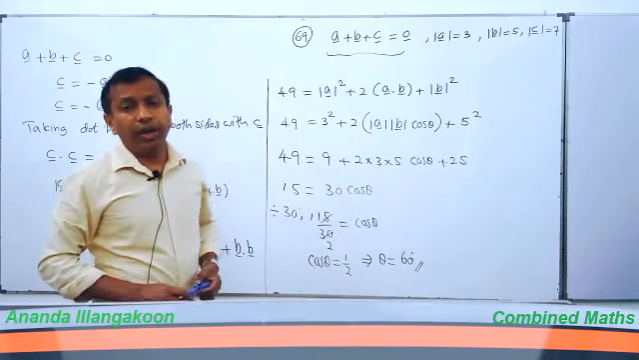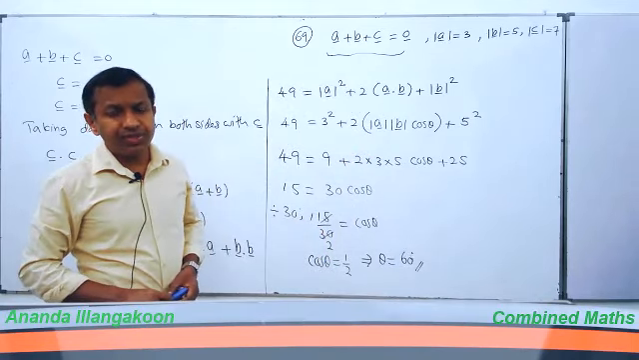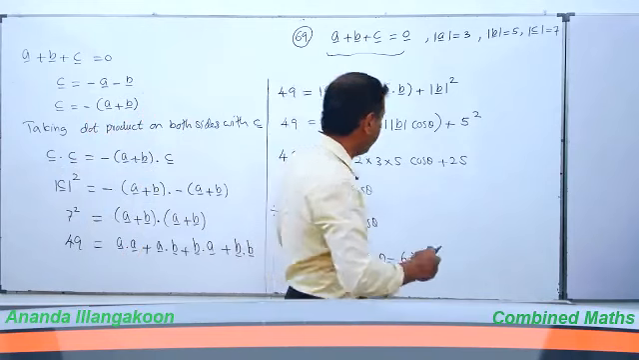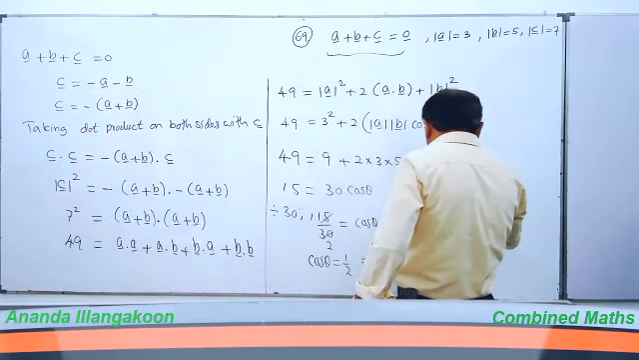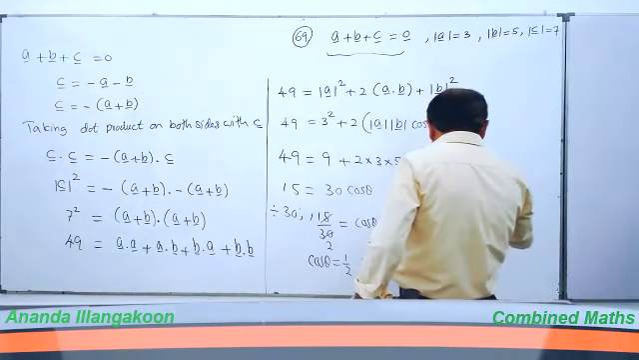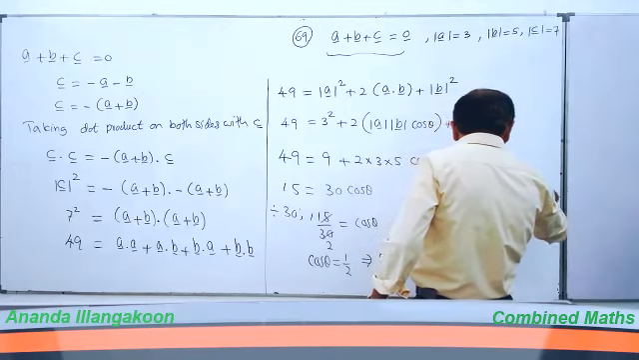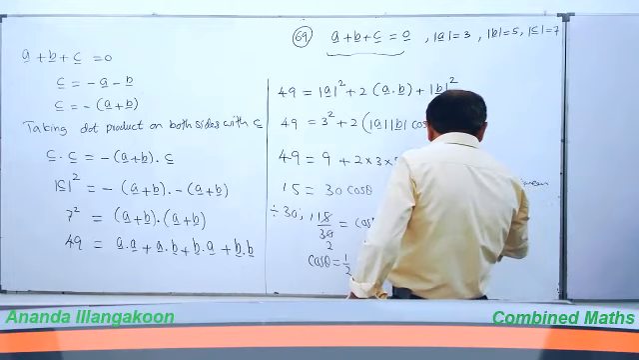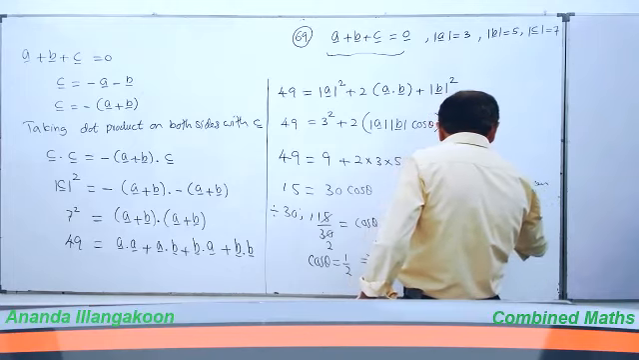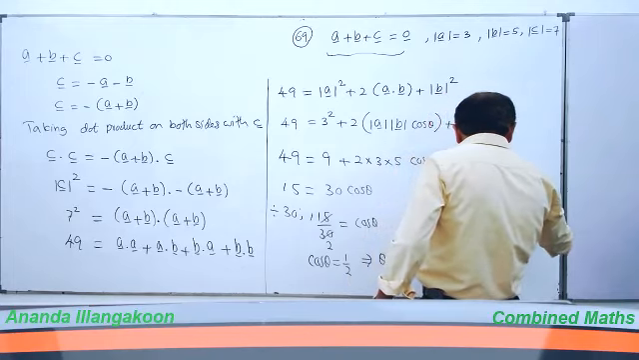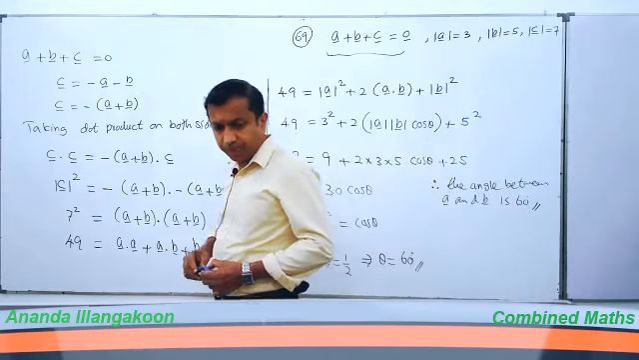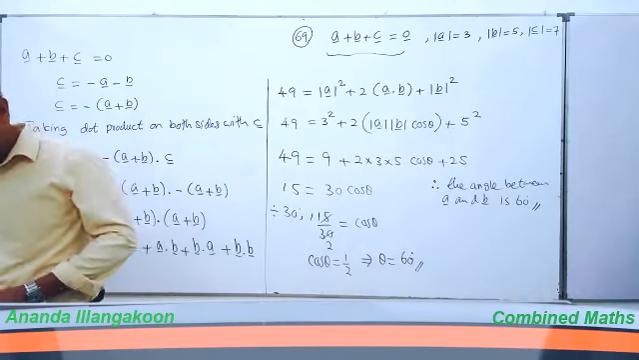Therefore, the angle between the vectors A and B is 60 degrees. Then you can write the final answer. Therefore, the angle between vector A and vector B is 60 degrees. Right? This is how we take that answer.